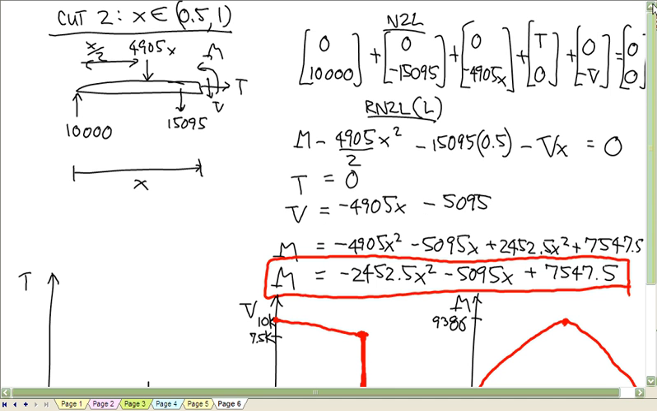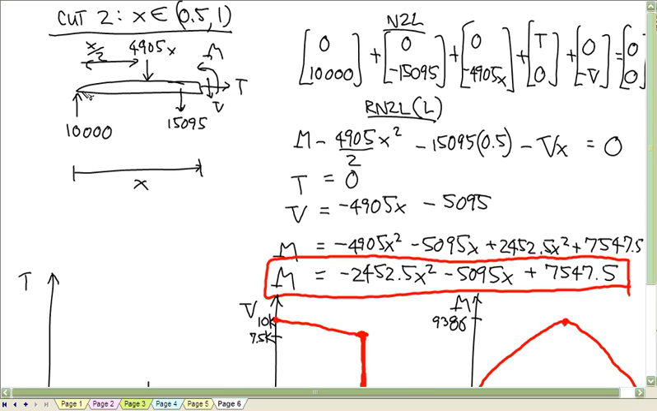Okay, and then the second cut. Now we're dealing with x anywhere from that downward force of 15,000 to the endpoint, not including the two endpoints of that interval. So our forces are 10,000 up, 4905x down. Now we also have that 15,000 Newton force down, and then tension, shear force, bending moment. So here are the forces: 10,000, 15,000 down, 4905x down, tension, shear force.